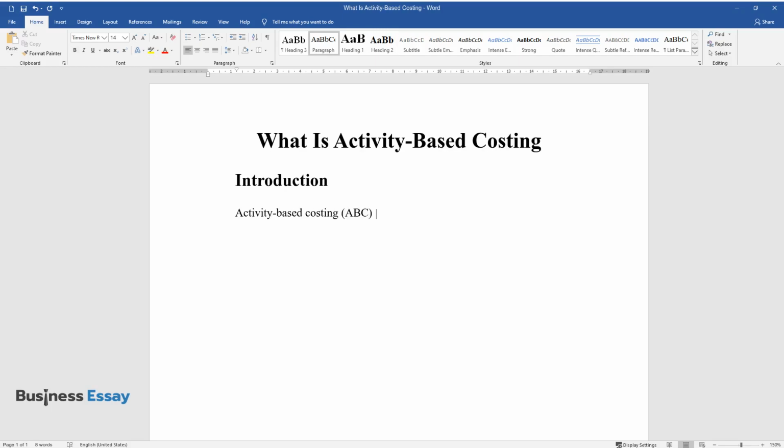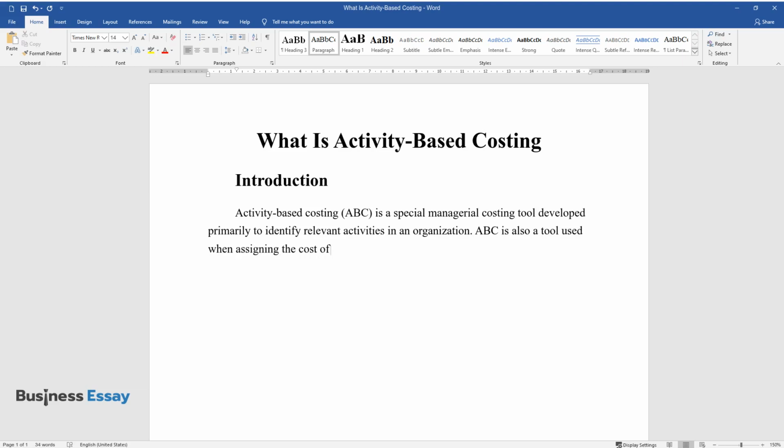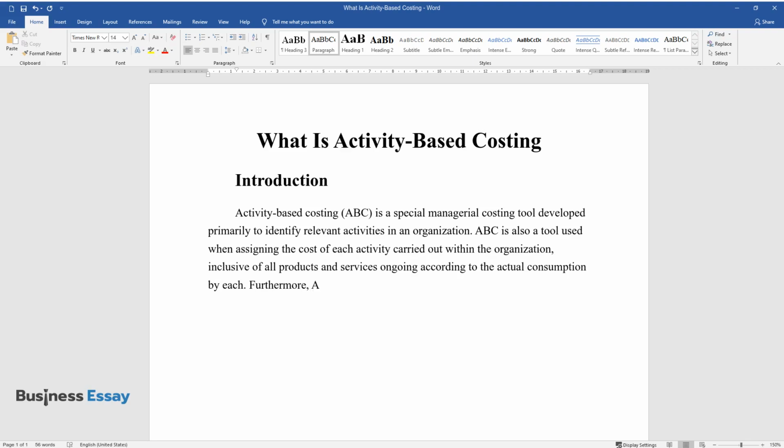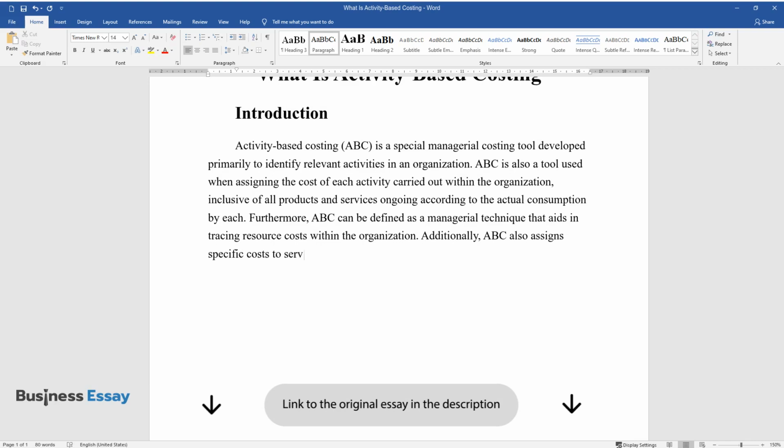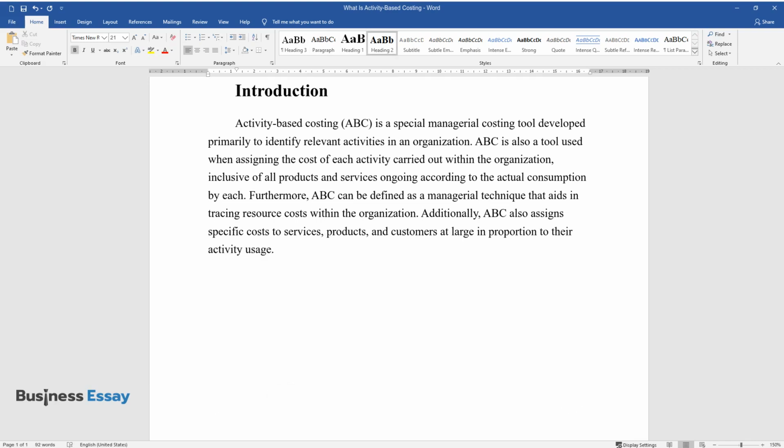Activity-based costing, ABC, is a special managerial costing tool developed primarily to identify relevant activities in an organization. ABC is also a tool used when assigning the cost of each activity carried out within the organization, inclusive of all products and services ongoing according to the actual consumption by each. Furthermore, ABC can be defined as a managerial technique that aids in tracing resource costs within the organization. Additionally, ABC also assigns specific costs to services, products, and customers at large in proportion to their activity usage.